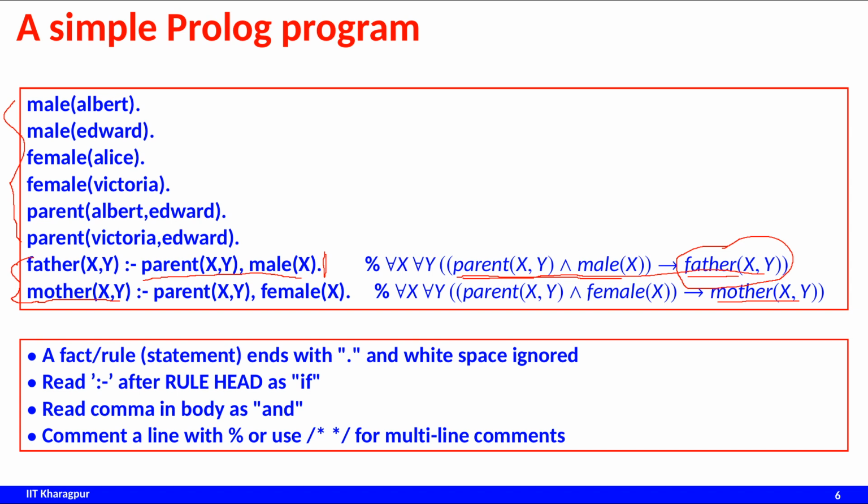Now with respect to Prolog, we would like to mention a few syntax points here. Any fact, rule, or statement ends with a dot, and white spaces are ignored. When we have this colon dash, it can be read as a kind of "if", and the left hand part of this expression is called the rule head. So we say that x is father of y if the right hand part holds. The comma in the body is a logical and. Anything that follows the percentage symbol can be treated as a comment.